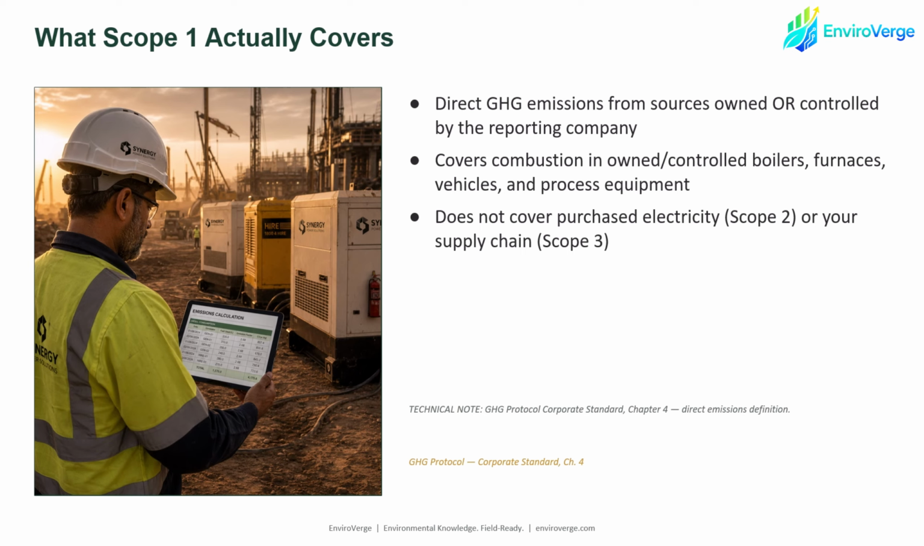That's Scope 3. The GHG Protocol Corporate Standard, Chapter 4, draws this line, not as theory, as the boundary that determines which numbers end up in your disclosure and which end up in someone else's. Get this definition right first. Everything downstream depends on it.